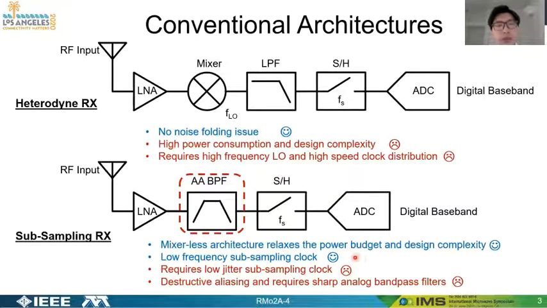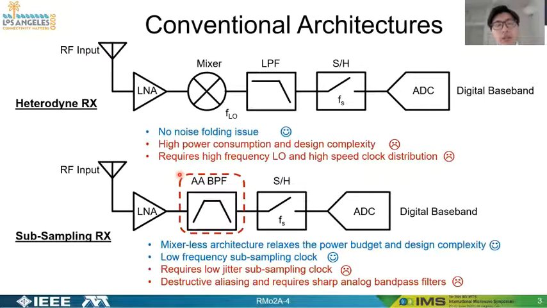Although the frequency becomes lower, a low jitter subsampling clock is required. Furthermore, the analog bandpass filters are needed to reduce the destructive aliasing issue. Usually, these analog filters are off-chip and bulky to achieve sharp frequency response. As a result, the analog bandpass filters are the bottleneck of the high-performance on-chip subsampling receiver system.